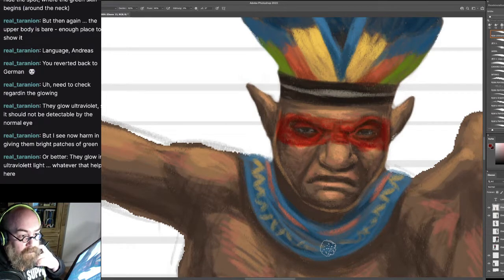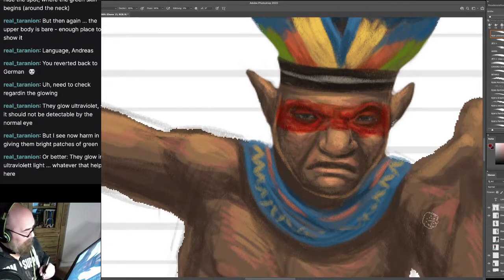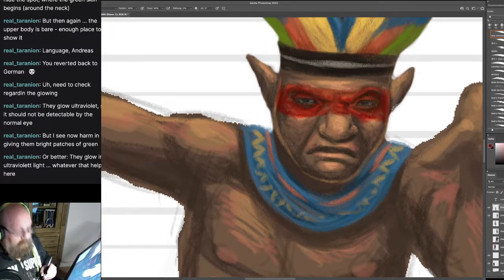They glow in ultraviolet light, whatever that helps here. Okay. I will now try to have glowing patches of green.